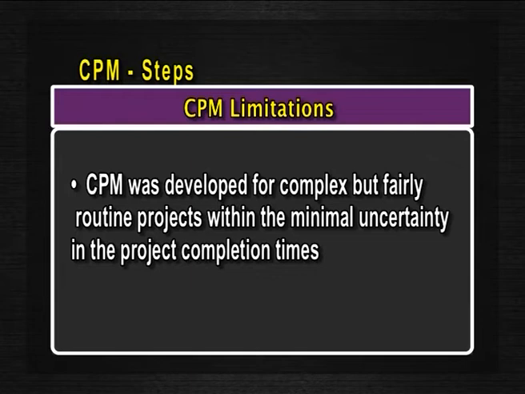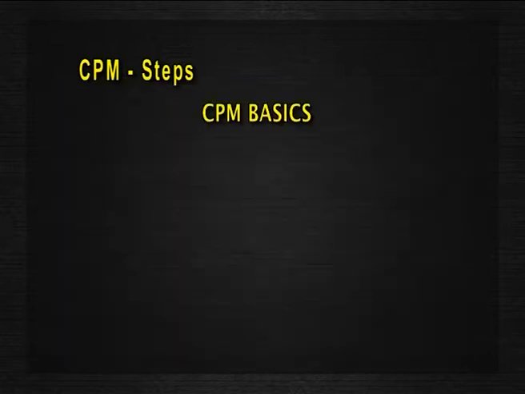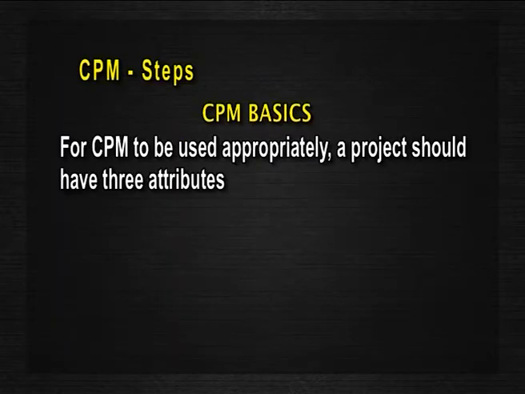CPM was developed for complex but fairly routine projects with minimal uncertainty in the project completion times. For less routine projects, there is more uncertainty in the completion time and this uncertainty limits the usefulness of the deterministic CPM model. The basics of the critical path method are: for CPM to be used appropriately, a project should have three attributes.